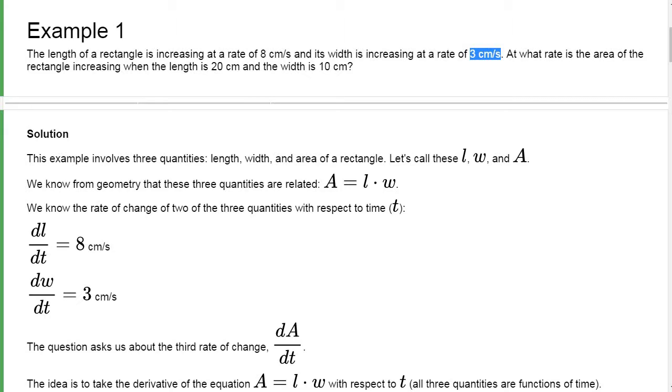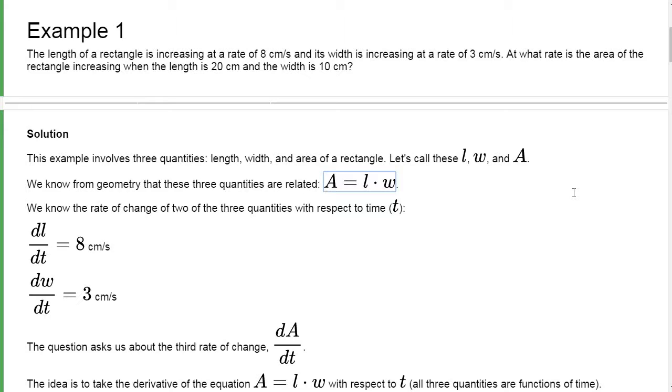So we have three related quantities, length and width and area, and we know how those are related. So if I call length L and W will be width and A is area, then A is L times W. So there's a relationship between the three quantities. I know the rates of change of two out of the three, L and W, and the question asks me for the rate of change of A.